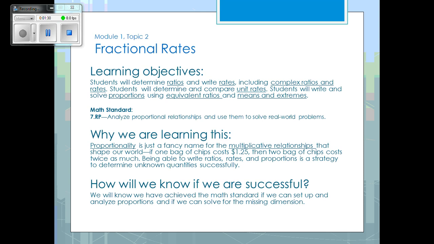Why we are learning this: proportionality is just a fancy name for the multiplicative relationships that shape our world. If one bag of chips costs $1.25, then 2 bags of chips cost twice as much. Being able to write ratios, rates, and proportions is a strategy to determine unknown quantities successfully. How will we know if we are successful? We will know we have achieved the math standard if we can set up and analyze proportions, and if we can solve for the missing information.